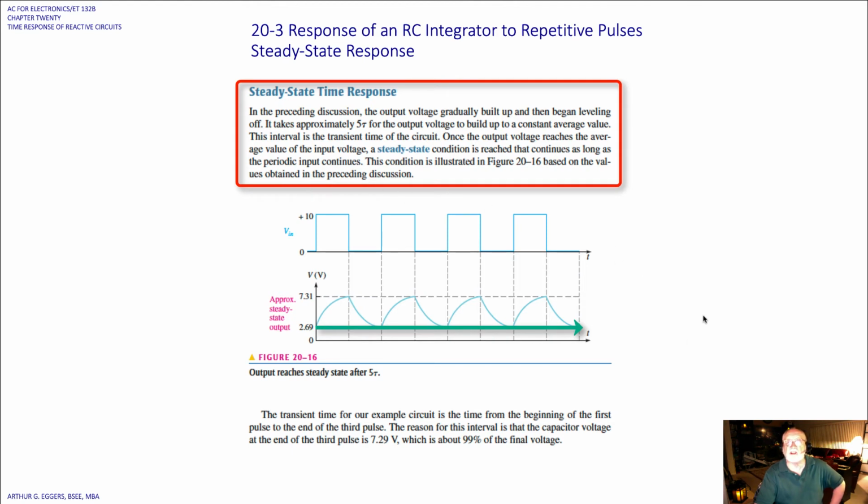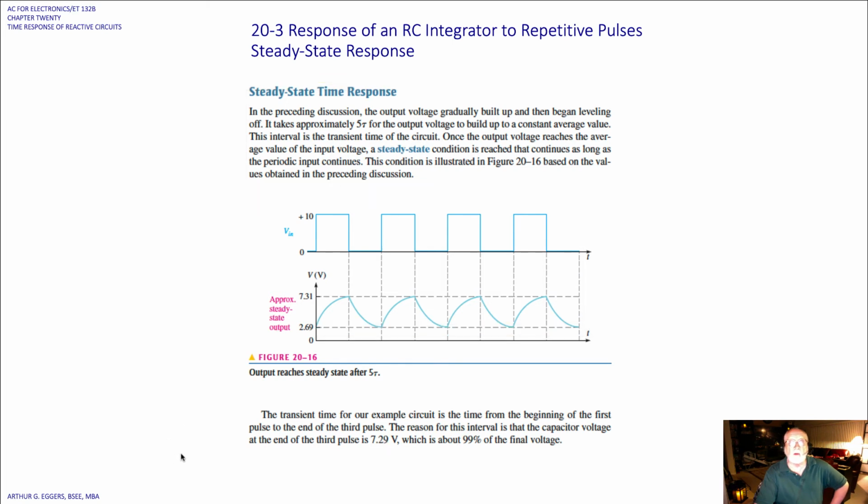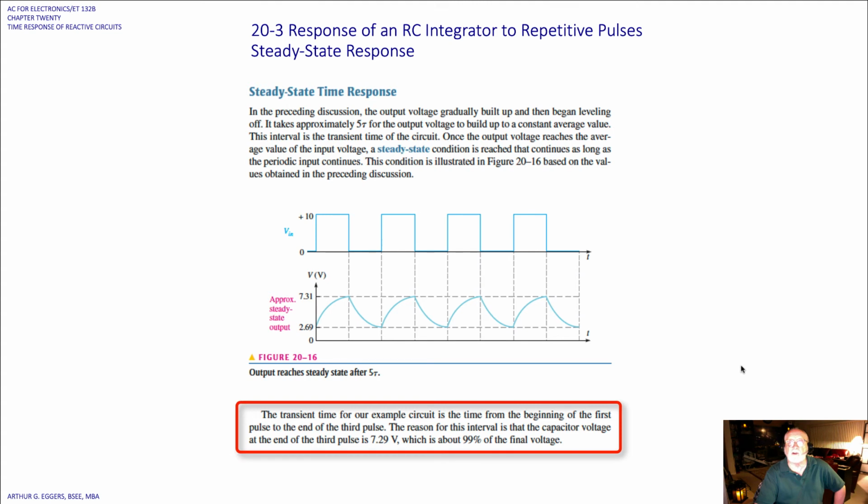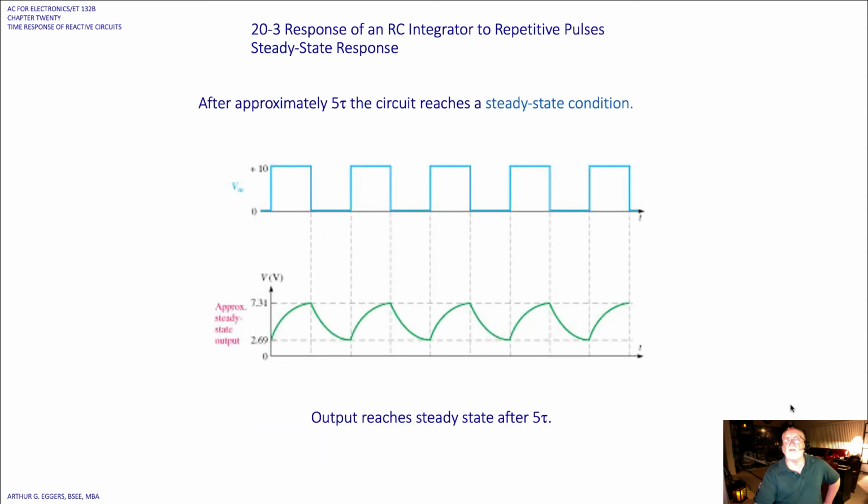This is actually a very simplified way of looking at this. If anybody's a little more ambitious, you can look at this with an electrical engineering approach, where calculus and differential equations will show you exactly how all this really works. The transient time for the example circuit is the time from the beginning of the first pulse to the end of the third pulse. The reason for this interval is that the capacitor voltage at the end of the third pulse is 7.29, which is about 99% of the final voltage.